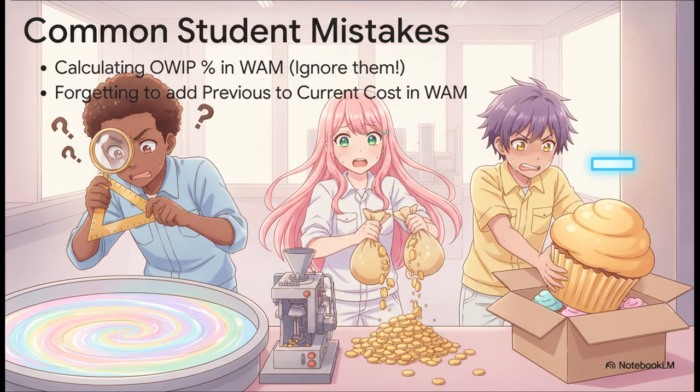Just don't do it. And number 3, messing up abnormal gain. Remember, abnormal gain units act as negative units in your equivalent statement because they're essentially extra good units we didn't expect to have. You've got to keep those brackets around them.